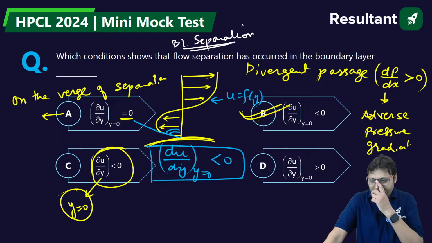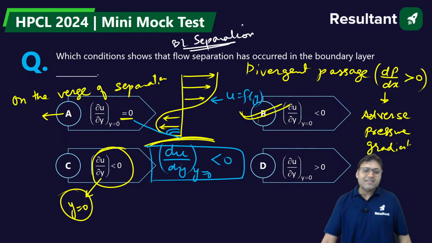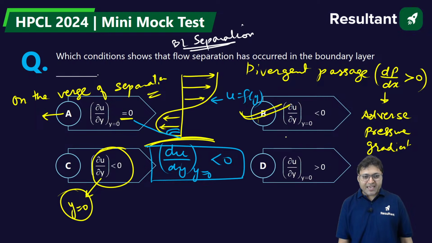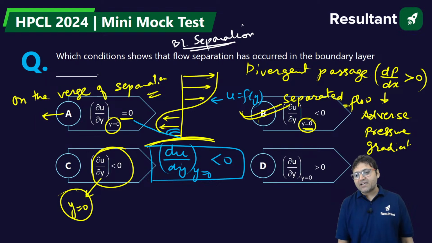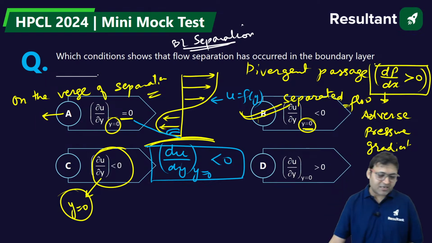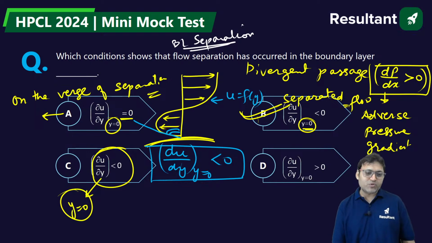Dilip, B. B for Bombay. Yes. All the options look very similar to each other, but you should take care. If y equal to 0 is not given, then that cannot be the correct answer. This is the separated flow. Or in terms of pressure, dp by dx should be greater than 0. That is the condition causing flow separation.